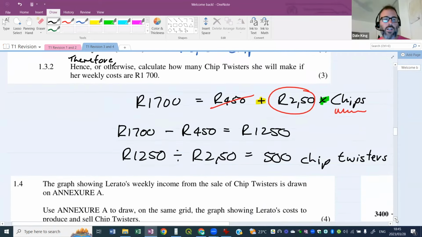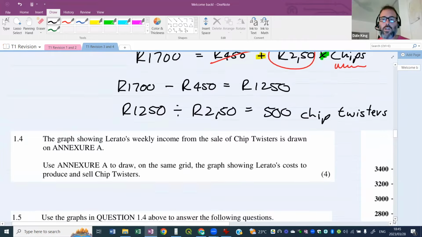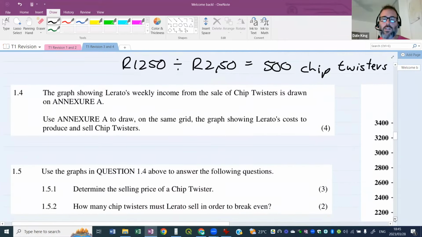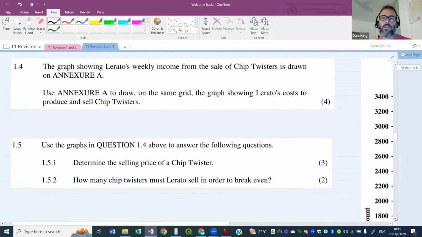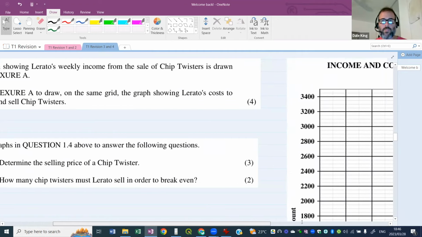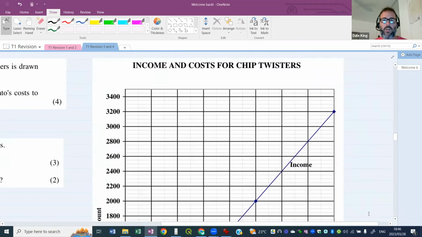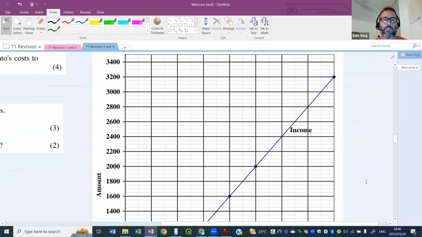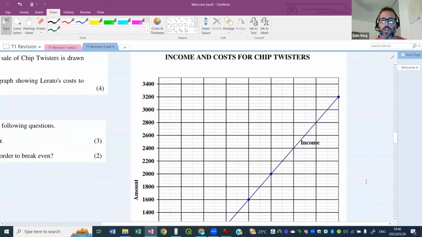All right. Next question. Ooh, I'm even worried about showing you guys this, but let's have a look and see. There's a lot of writing. Oh dear. 1.4. The graph. I'm going to show you the graph. The graph showing Lorato's weekly income from the sale of chip twisters is drawn on Annexure A.